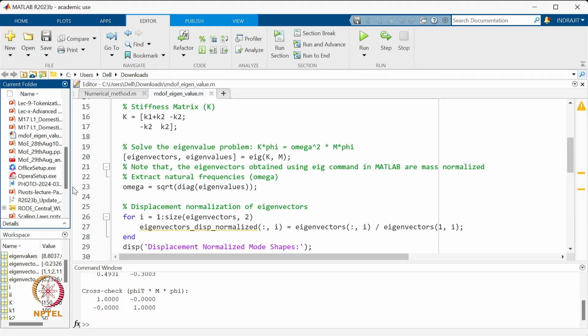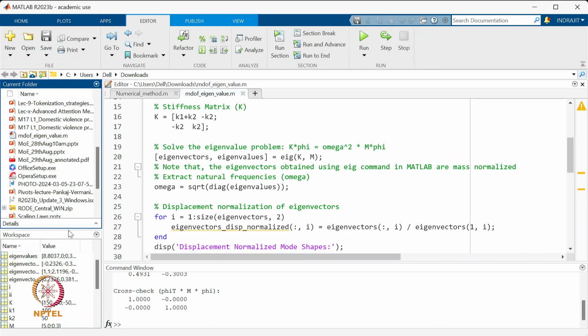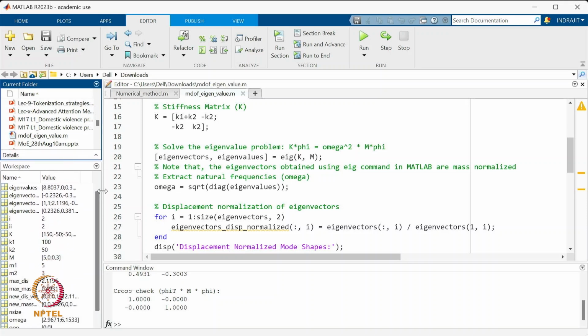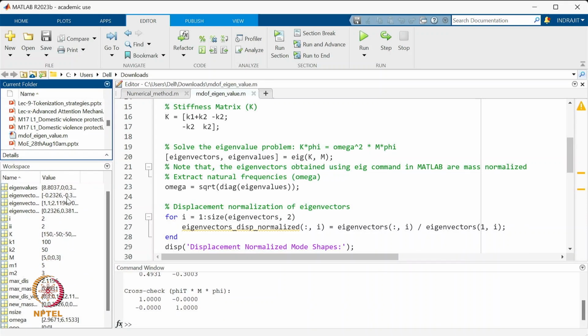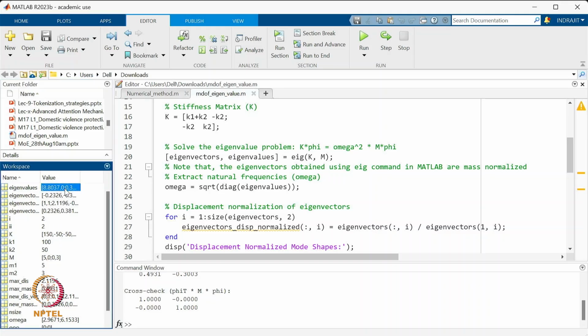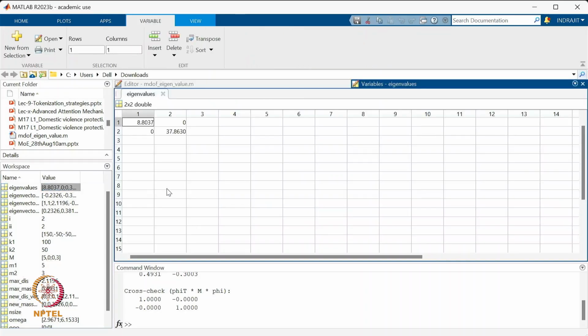Let's first see up to equation number 23 how it is. If I make this portion zoom up, you can see first the eigenvalues. You will get two eigenvalues. One is 8.8 and another is 37.86. Okay, and you see this is the diagonal matrix of eigenvalues.